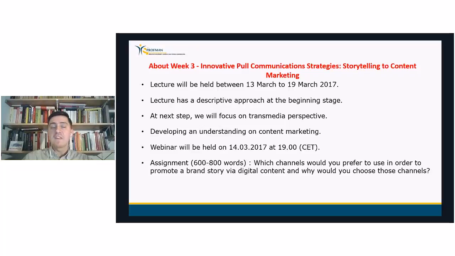And at the last step, we will focus on content marketing. As you can guess, previous steps were more related to establishing a theoretical foundation for content marketing, which has more practice orientation. I mean, content marketing is more practice oriented than storytelling and other issues, actually. In this section, an understanding of content marketing will be developed by focusing on successful content marketing case studies.